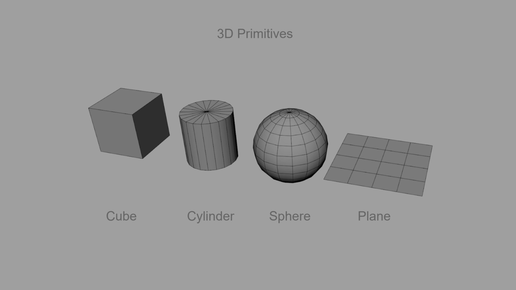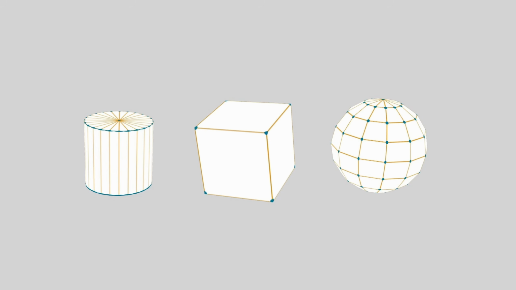These are the 3D primitives: cube, cylinder, sphere, and plane. With these shapes, you can model anything in the world, anything that you can put your mind to. And ultimately, at its most basic, the cube is probably the most powerful 3D primitive that there is. What are these primitives made out of? Let's talk about the anatomy of 3D objects.